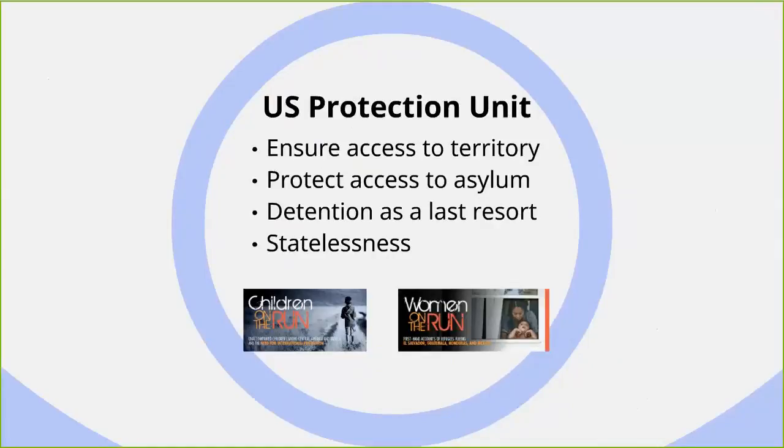Broadly speaking, the overall goal of the U.S. Protection Unit is to safeguard the rights of individuals seeking asylum in the United States. Our main focus areas are ensuring access to territory, protecting access to asylum, advocating for use of detention as a measure of last resort, and preventing and reducing statelessness.